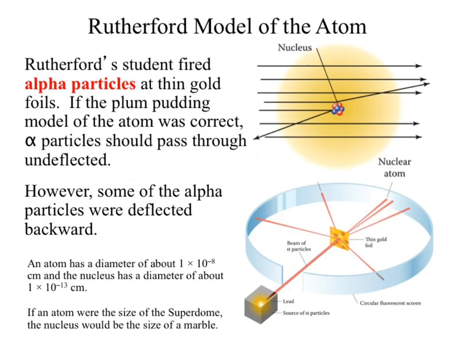To give you an idea of scale, because those 10 to the negative numbers are always a pain to deal with, if we take an atom and make it the size of the Superdome, our nucleus is the size of a marble sitting in the dead center of that. Okay? So if we take a look at an atom, most of it is open space. But there's a very small section of it that is extremely dense and hard-packed.